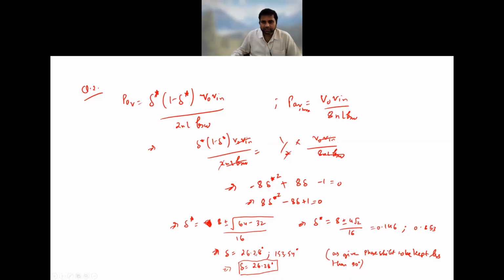When you solve this equation, you will get these 2 degrees, and it is given in the question that only the phase shift has to be kept less than 90 degrees. So it is 26.28 degrees, which is correct. If you put the answer anywhere between 25 to 28, your answer will be correct. So this is the second problem.